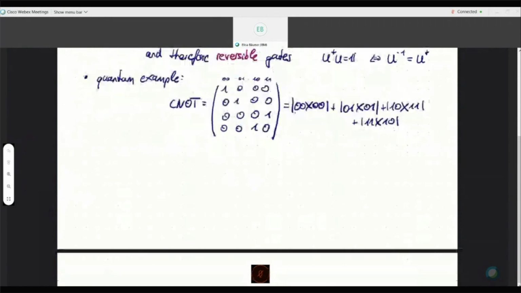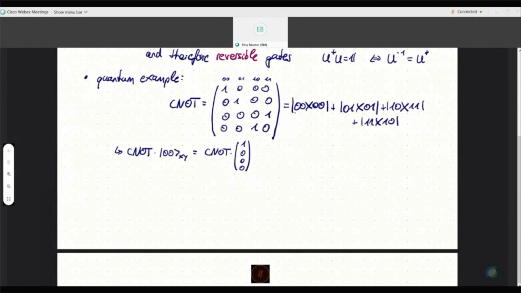So if we apply the CNOT gate to the state 0, 0, on X and Y, we have our CNOT matrix times the state vector that we get for the state 0, 0, which is just 1, 0, 0, 0, as we learned before. And now if we apply this matrix, we can easily see that we actually get the same state back. So we just get, again, state 0, 0.